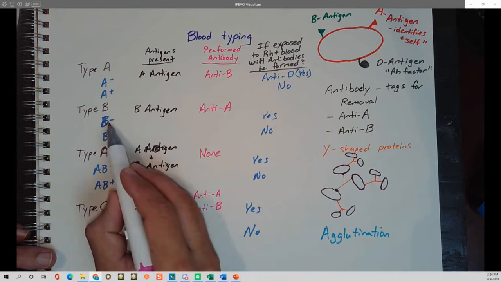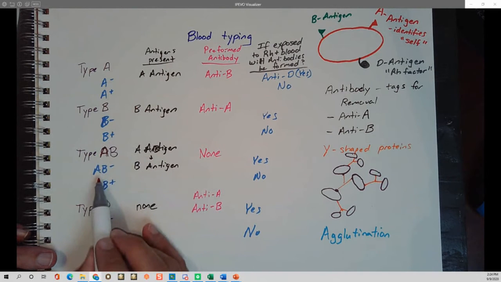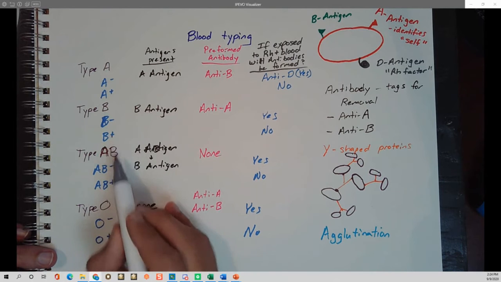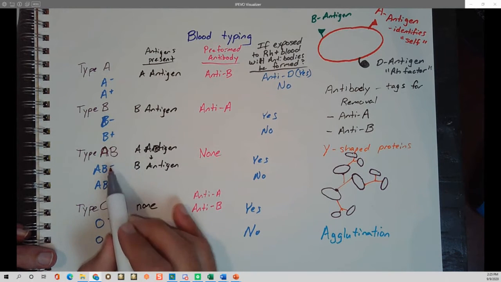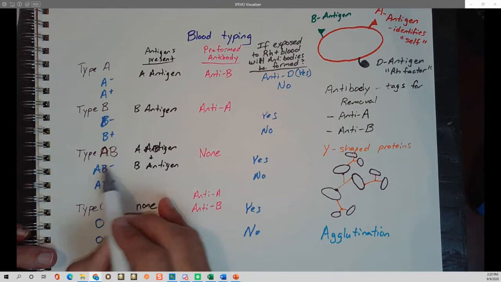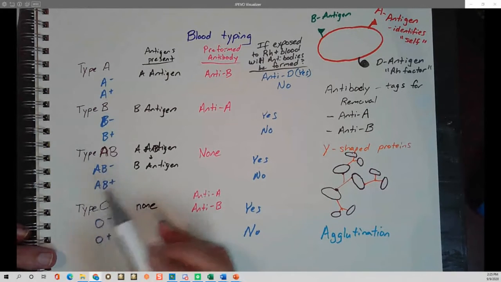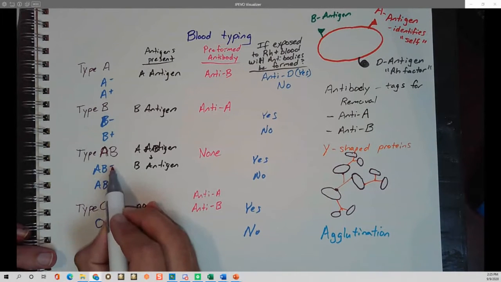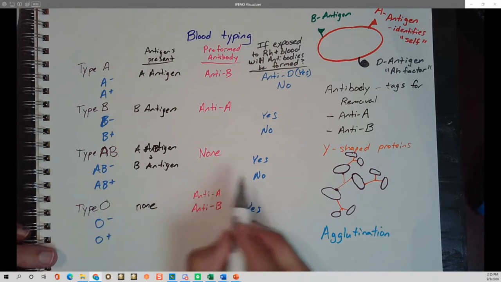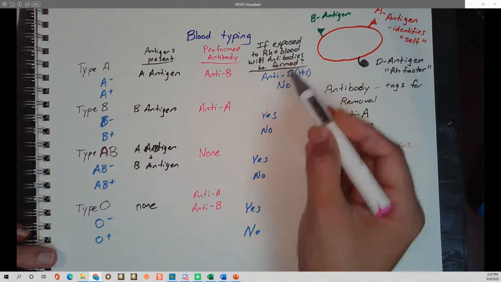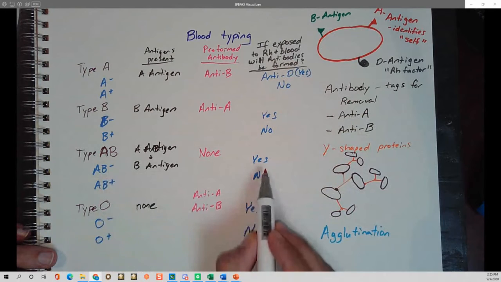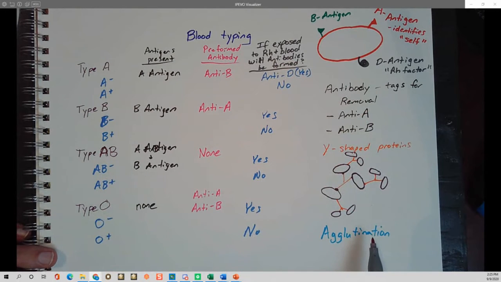The type AB has the B antigen, so it can receive it. What about a B positive going into an AB negative, though? Ooh, now we got issues, right? Because the Rh factor is opposite. If you give an AB negative a B positive, then that AB negative is going to react to that D antigen. Therefore, it's going to start to make antibodies against D. The second time you expose it, they will agglutinate real bad, and that person will die.